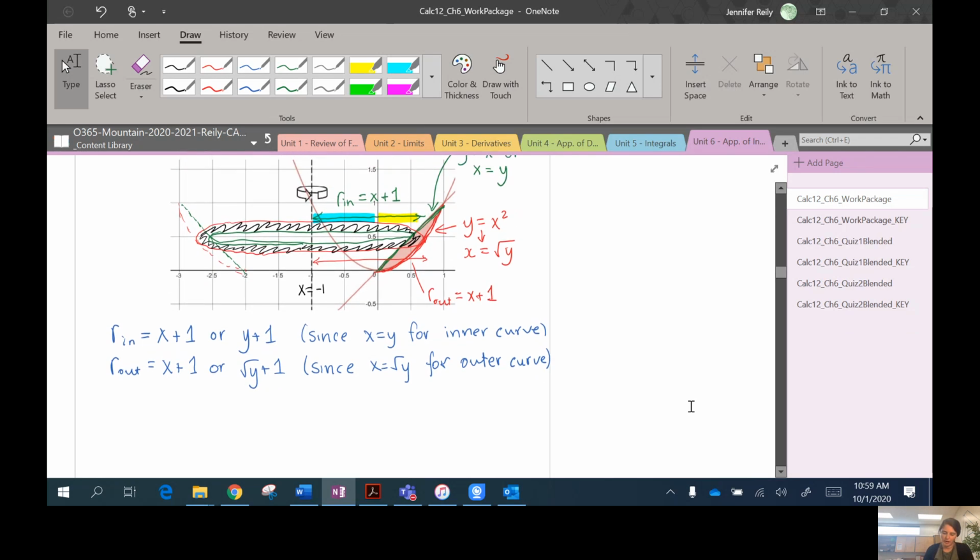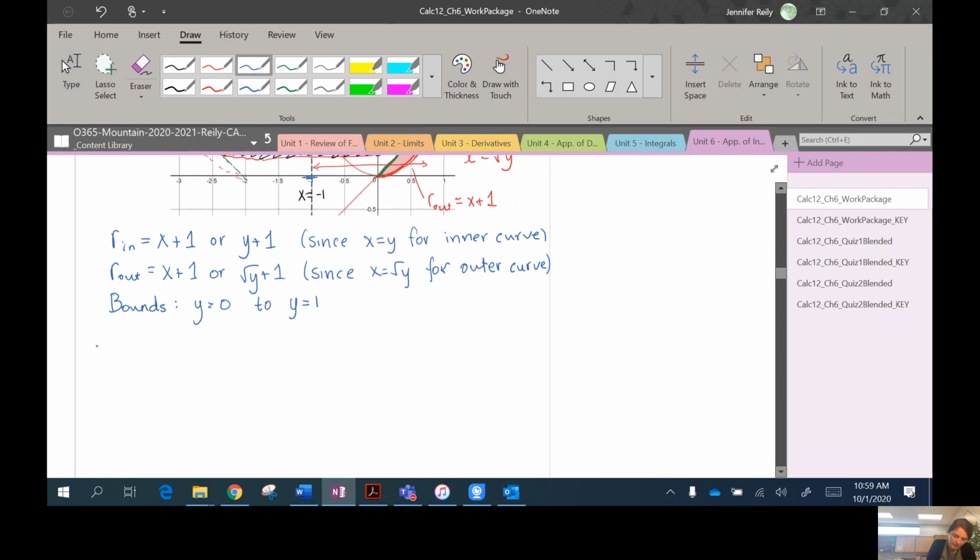Our bounds for the integral are going to be in terms of y, and we're integrating from y equals 0 all the way up to y equals 1. And you can just tell that from the graph. So our volume is going to be from 0 to 1 of pi r outer squared minus pi r inner squared dy. Because we're stacking vertically, we need to integrate in terms of y.